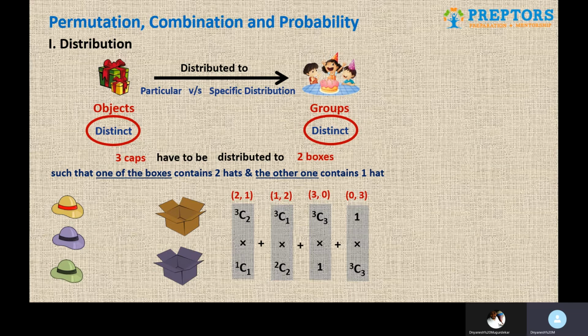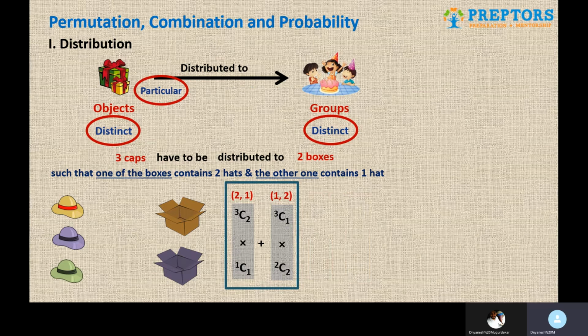But mind you, they have not specified which one of the boxes will have 2 hats and which one will have 1 hat. And because of that uncertainty, we will have 2 scenarios that we can deal with, which are the first 2 scenarios. Either brown box gets 2 hats and purple gets 1, or purple gets 2 and brown gets 1. And this type of distribution is called particular distribution, where they are not that specific. It is still a little bit of uncertainty and vague information is given to you.